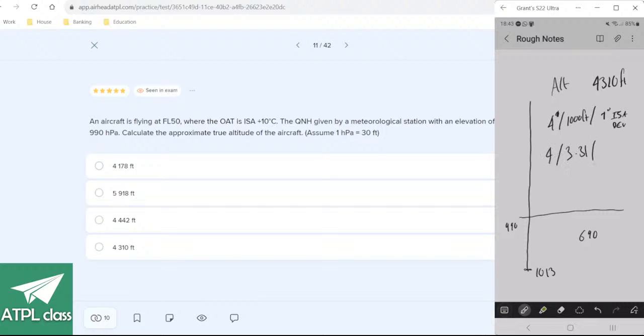It's 4 feet, and these should really be multiplication symbols, and the outside air temperature deviation is +10. It's a safer correction because it means we're higher than we actually are, because the pressure levels are all spread out. 4 times 3.31 times 10 is 132.4 feet of temperature error. So we add this onto 4310, and I'm getting an answer of 4442.4. 4442. There we go.